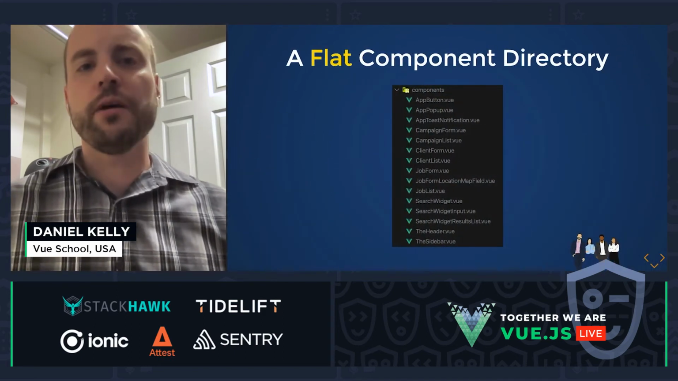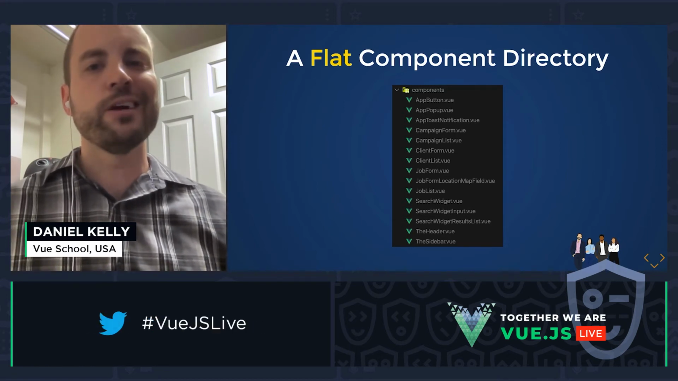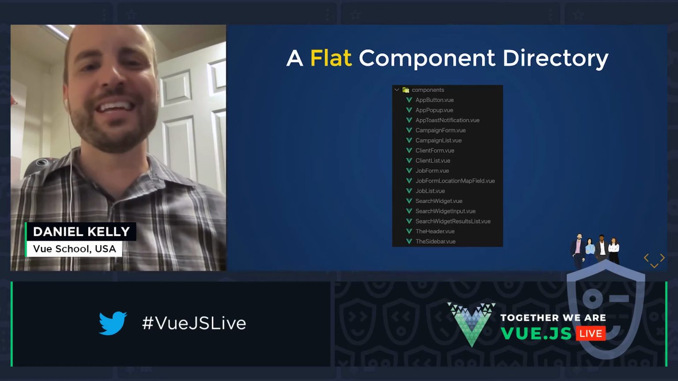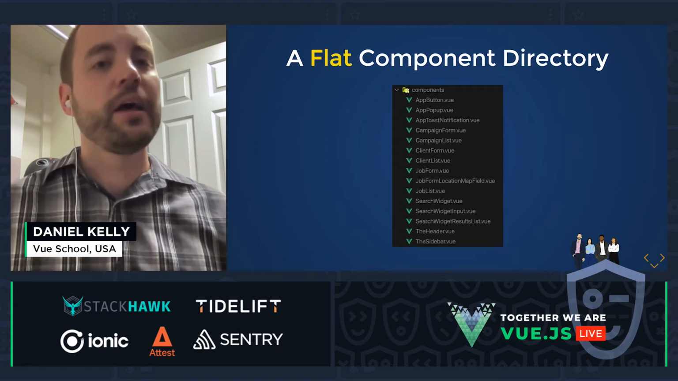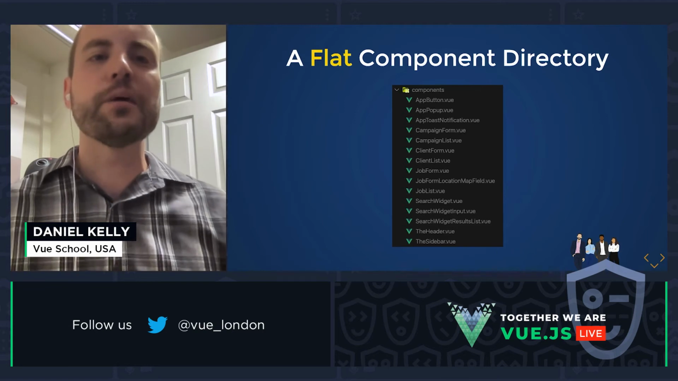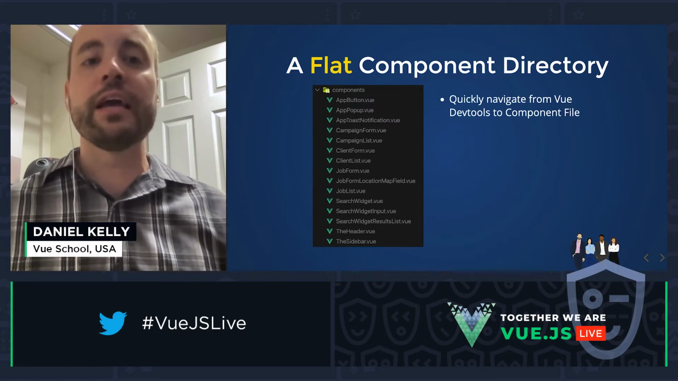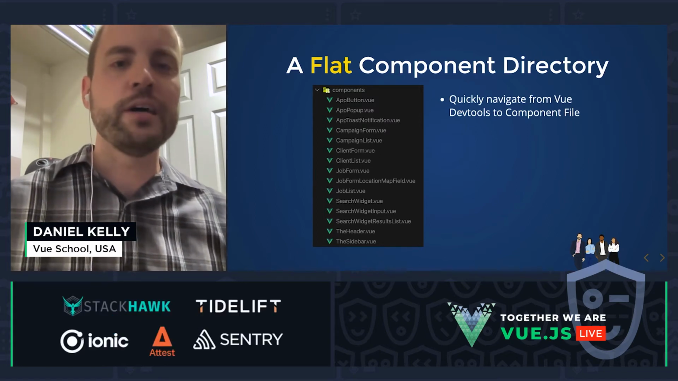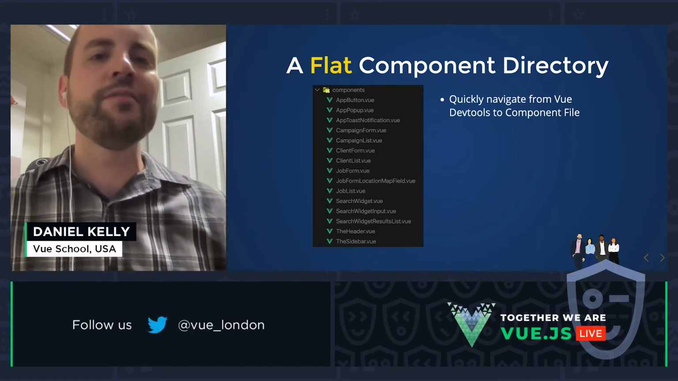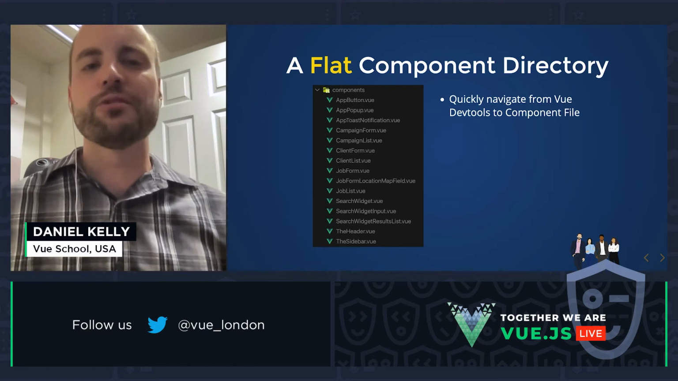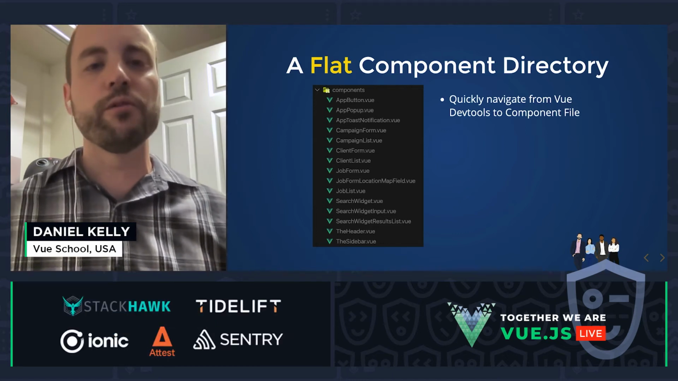All right. So my first recommendation for your personal or team standard is a flat component directory. Now, I know some of you might look at this and think it might seem a little crazy, but just hear me out and don't tune out just yet. I think there are a number of different benefits that the flat component directory provides. The first one is that you can quickly navigate from the Vue DevTools to the component file. You just look at the component name in the DevTools, and then you can go directly to it in your file structure without having to surf through different directories and browse through different directories and all this. They're just all in that flat components directory, listed alphabetically for you.